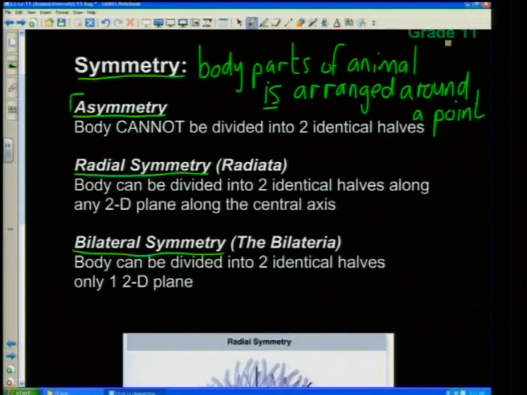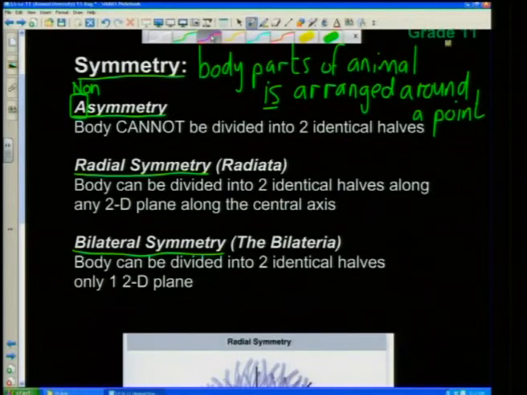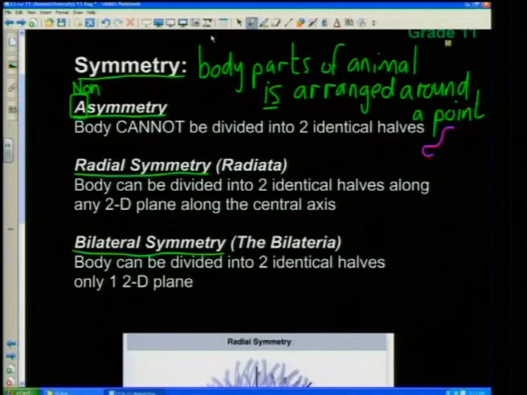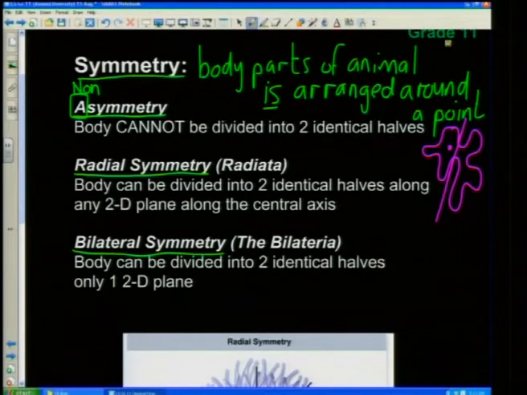Asymmetry, always when you see that letter A, that actually means none. So that means there's no symmetry. I'm going to use an example of an animal you studied this year, if you can remember the little amoeba. Like a little unicellular animal, remember? It's got all these little pseudopodia or false feet. Now if you have to cut that animal into two halves, you can't. There are not two similar halves. So this animal is asymmetrical.